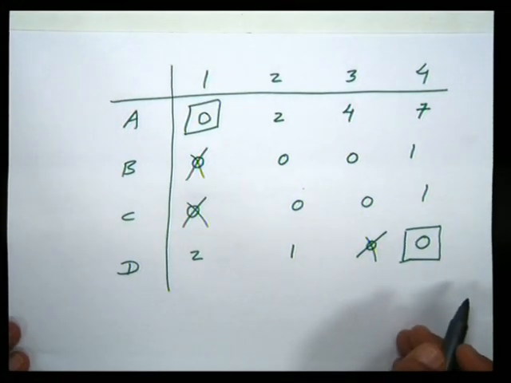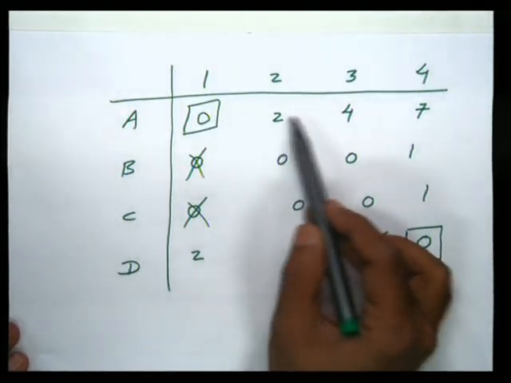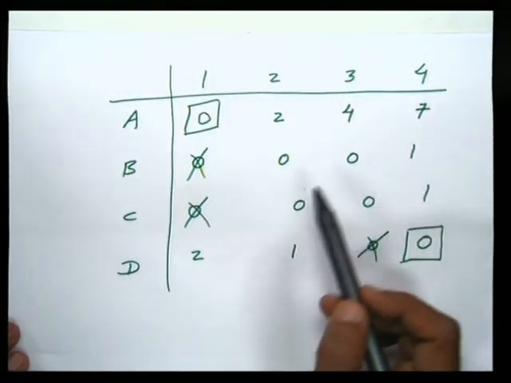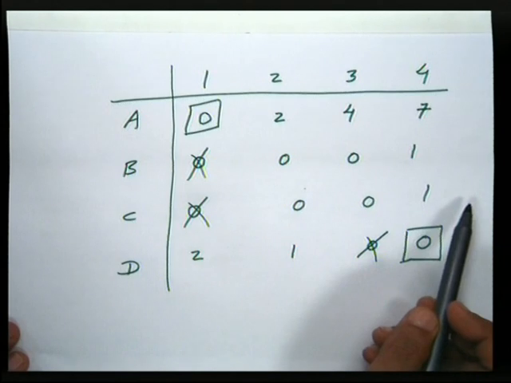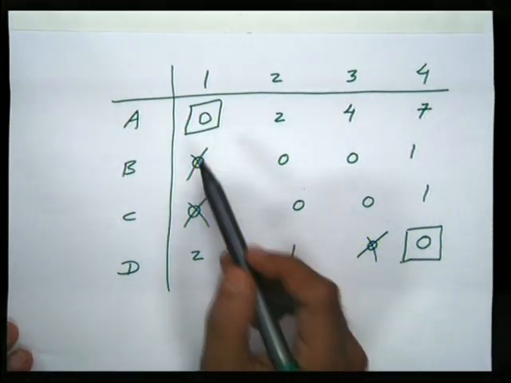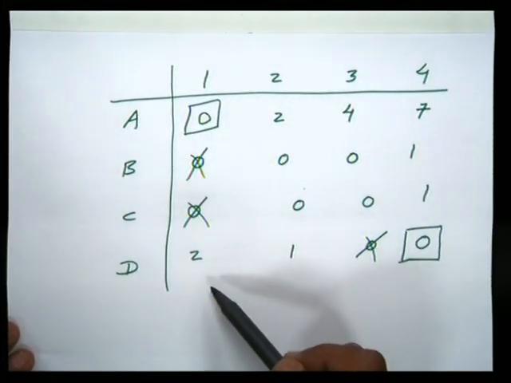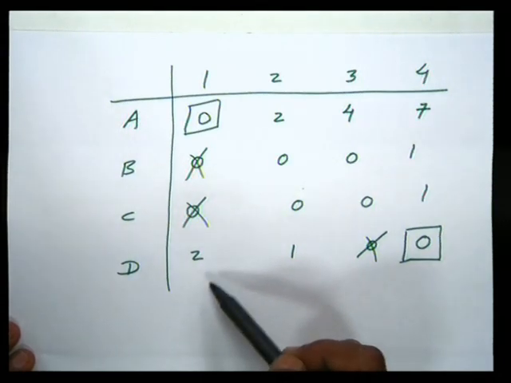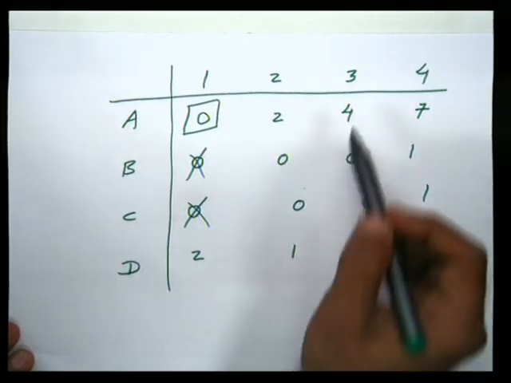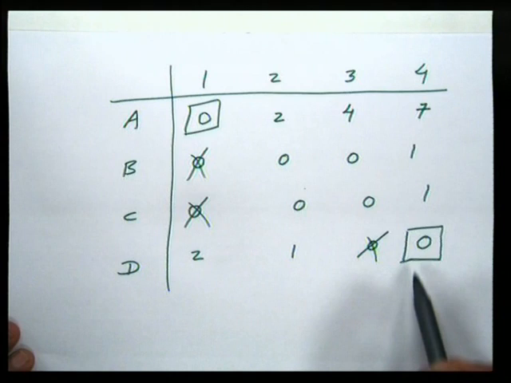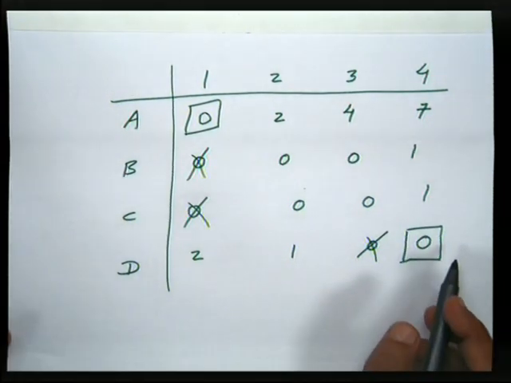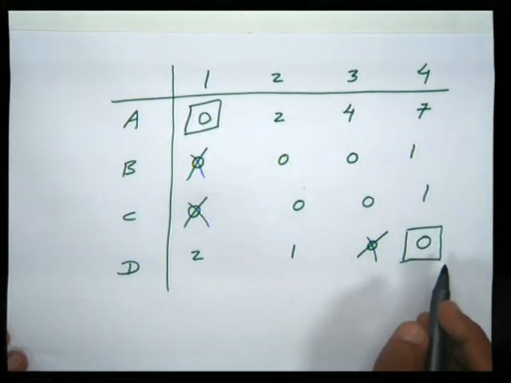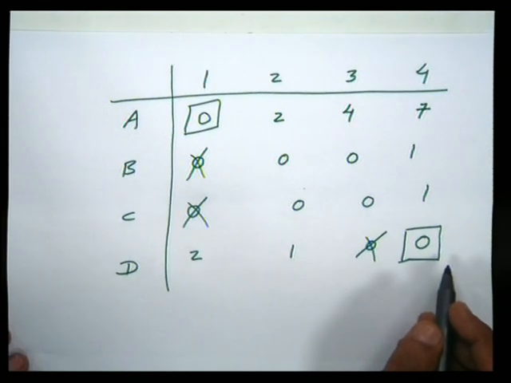Okay, again we'll start the story from scratch. First row, no zeros. Second row, 2 zeros. Third row, again 2 zeros. Fourth row, no zeros. The first column has no zeros. The second column has 2 zeros. The third column has 2 zeros. And the fourth column has no zero. So anyway, there is no row or column where we have a single zero.